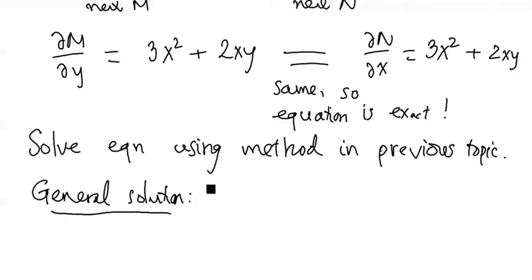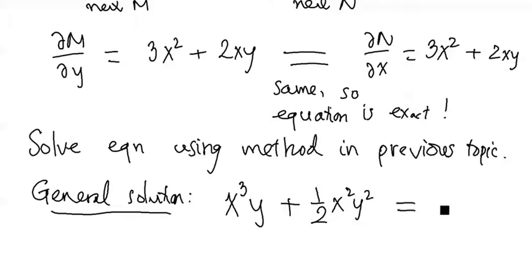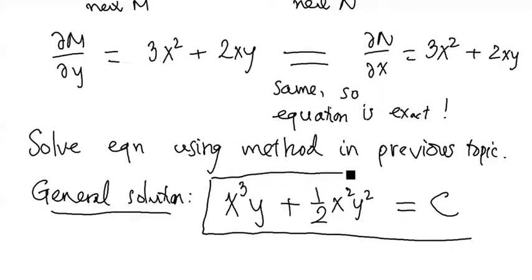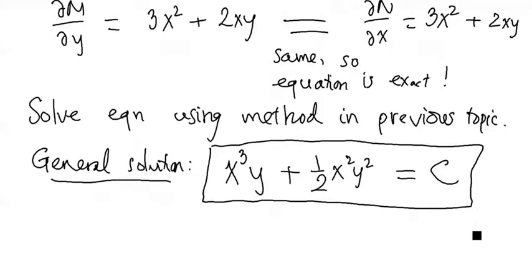So let me just write down the final answer here, the general solution. You may pause the video and try to solve it yourself, but the solution is like this: x cubed y plus a half x squared y squared equal to c. There's no initial condition for this problem, so we don't need to solve for c. This is the solution.